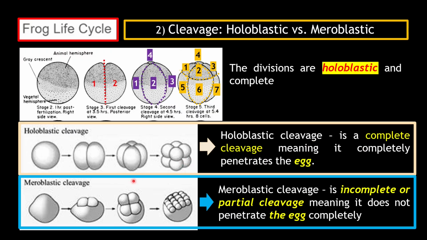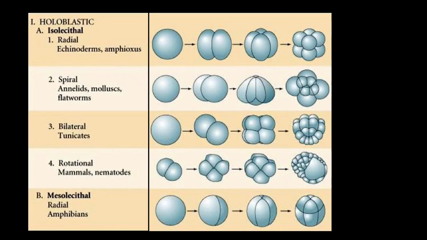There are other ones, like for example in fish, where the yolk is below, and they just use that yolk for nutrients. They don't use it for cell division. So those are called meroblastic. It's an incomplete or partial cleavage, meaning that the cleavage doesn't penetrate completely the egg, as you can see here. And there are more examples.